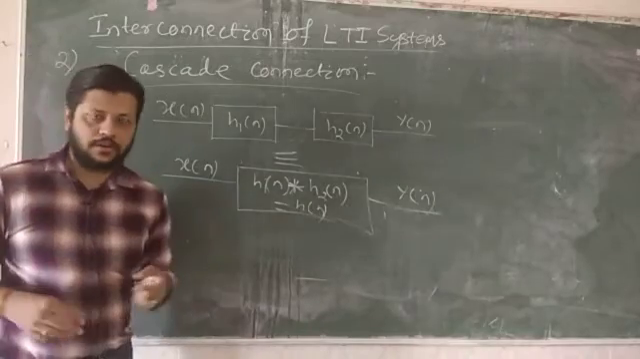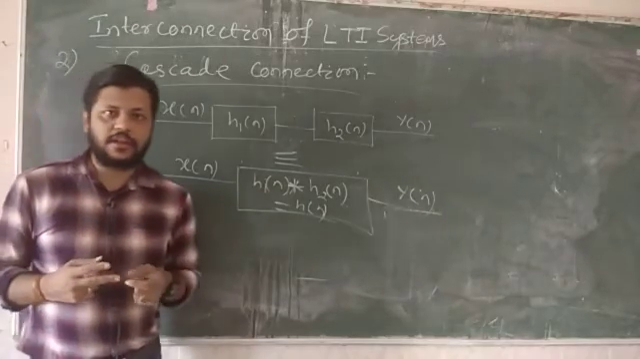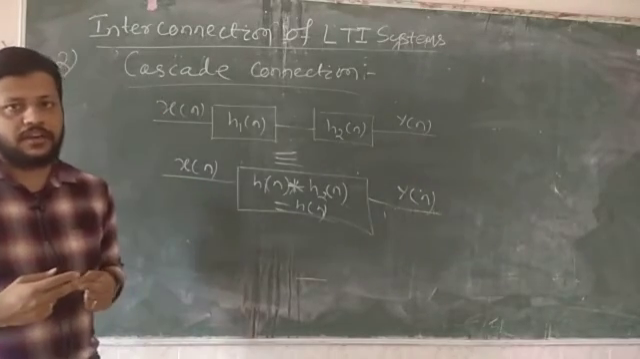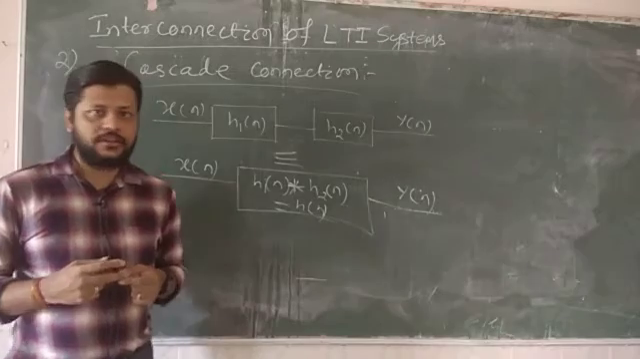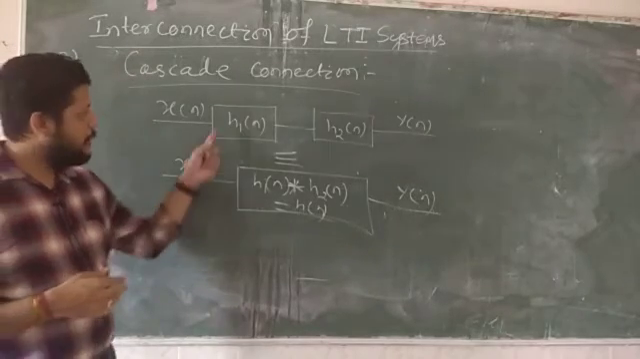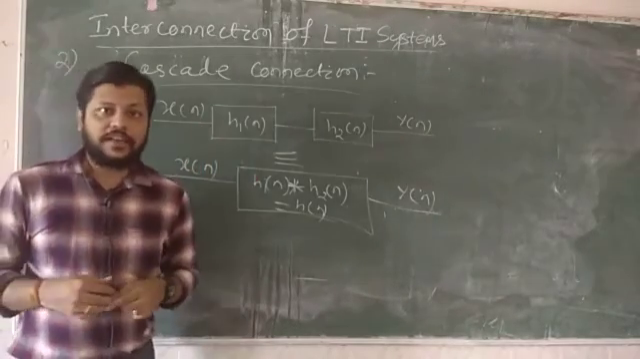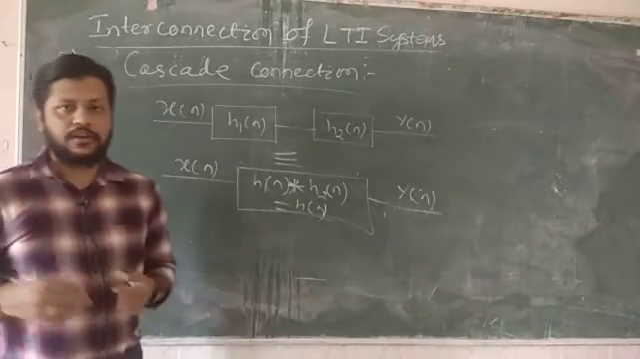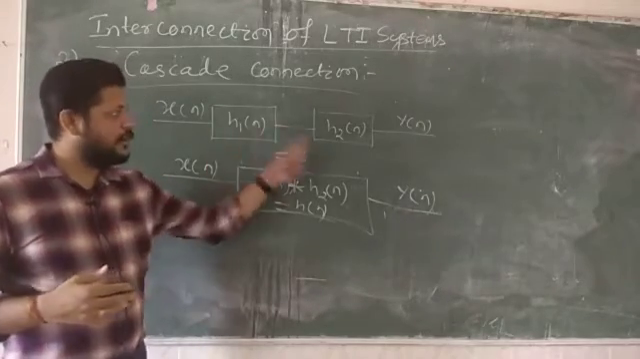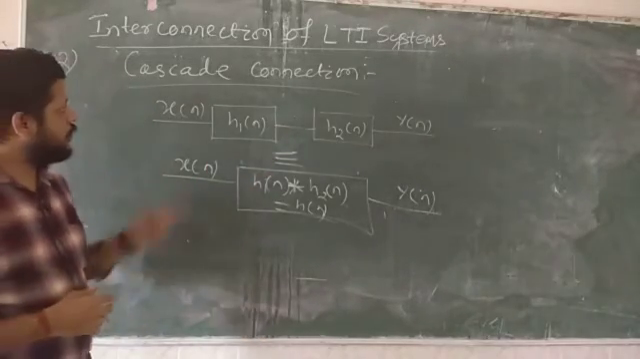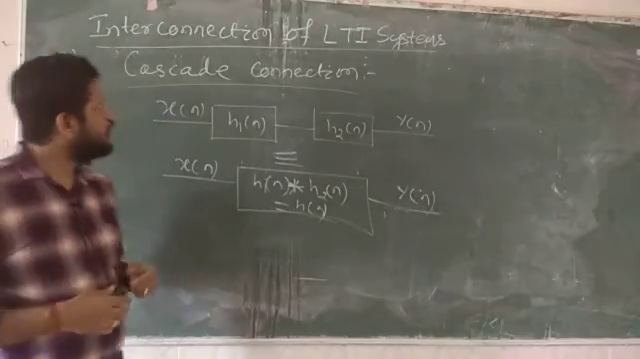So in series, obviously you have to remember two things. This is very, very important. If two systems are connected in parallel, the overall system response is nothing but the addition of the individual impulse responses of the systems. If two systems are connected in cascade, the overall system response is the convolution of the individual system responses. So this is all about the interconnection of LTI systems.